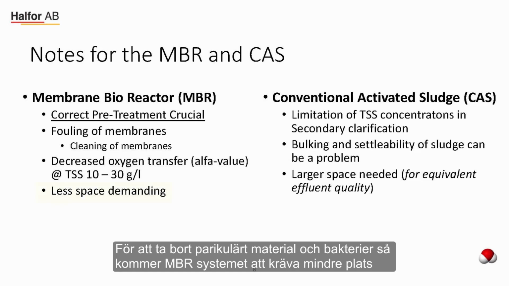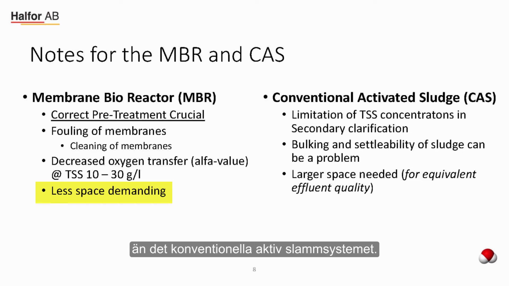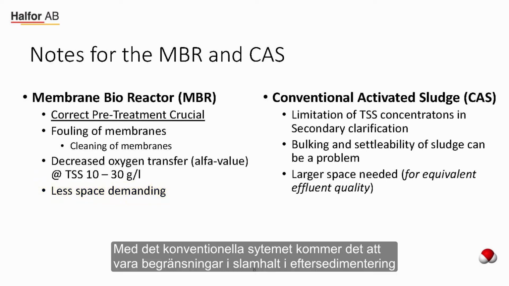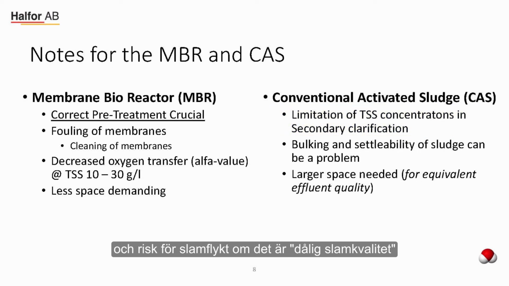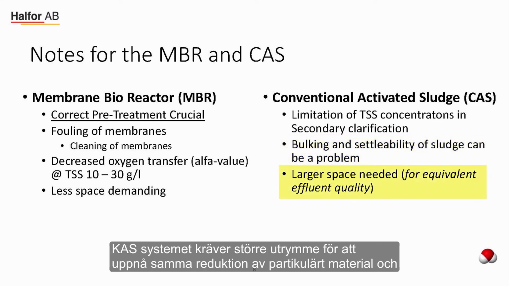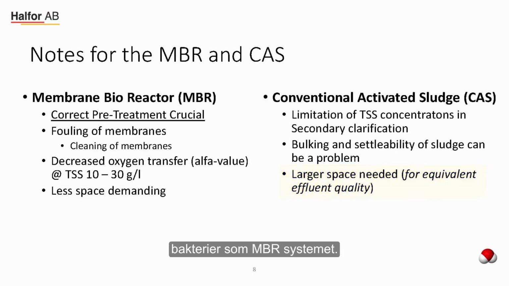Finally, as we've seen, with the all-inclusive for the MBR, it will be less space demanding for the same equivalent effluent quality as for the conventional activated sludge. For the CAS system, there will be limitations in the TSS concentration compared to the MBR. Bulking and settlability of the sludge can be a problem with the CAS, which you won't find in the MBR. And finally, again, larger space needed if you have very stringent effluent conditions.